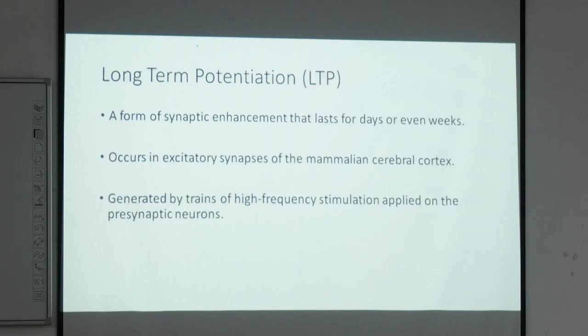First, long-term potentiation. It is a form of synaptic enhancement that lasts for days or even weeks. It is a long-term synaptic plasticity, and it occurs in the excitatory synapse of the mammalian cerebral cortex. It is generated by a train of high frequency stimulation applied to the postsynaptic neuron.